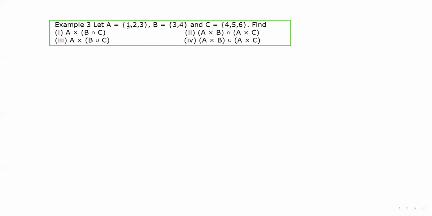Example third. A, B and C sets are given to you. You have to find these values. First, A cross (B intersection C). This is equal to A cross, let's calculate B intersection C. Now, the B set and the C set have only element 4 in common. So this is element 4. This will be equal to (1, 4), (2, 4), and (3, 4), because A has 3 elements.